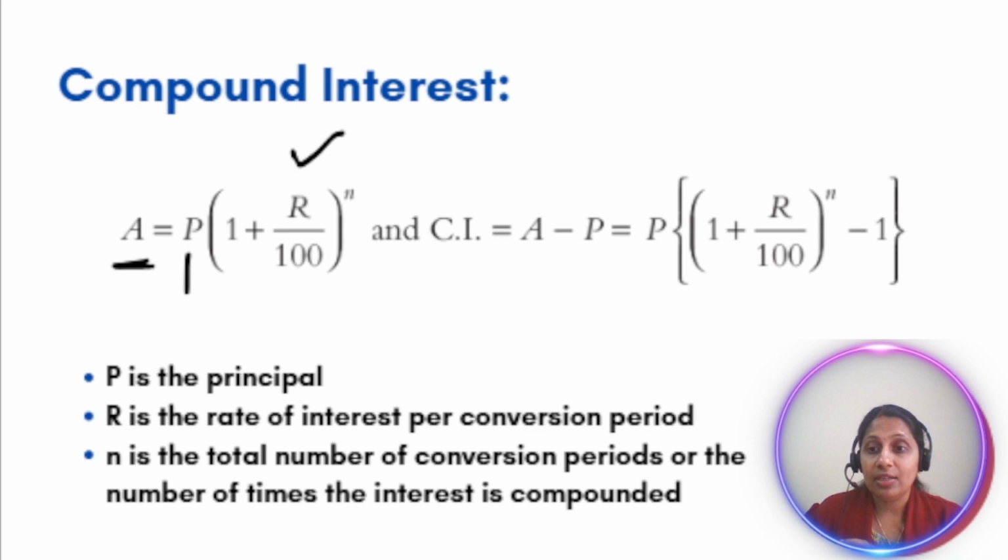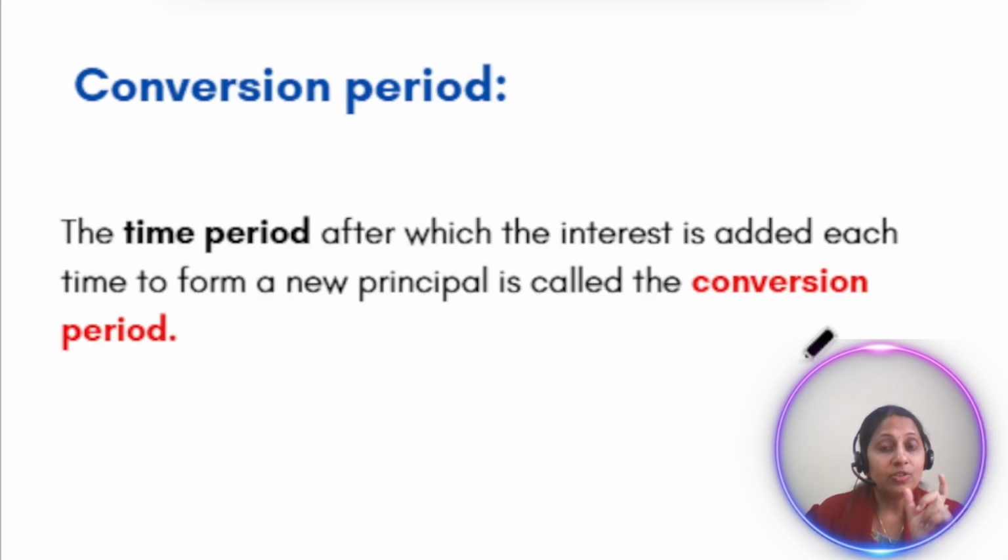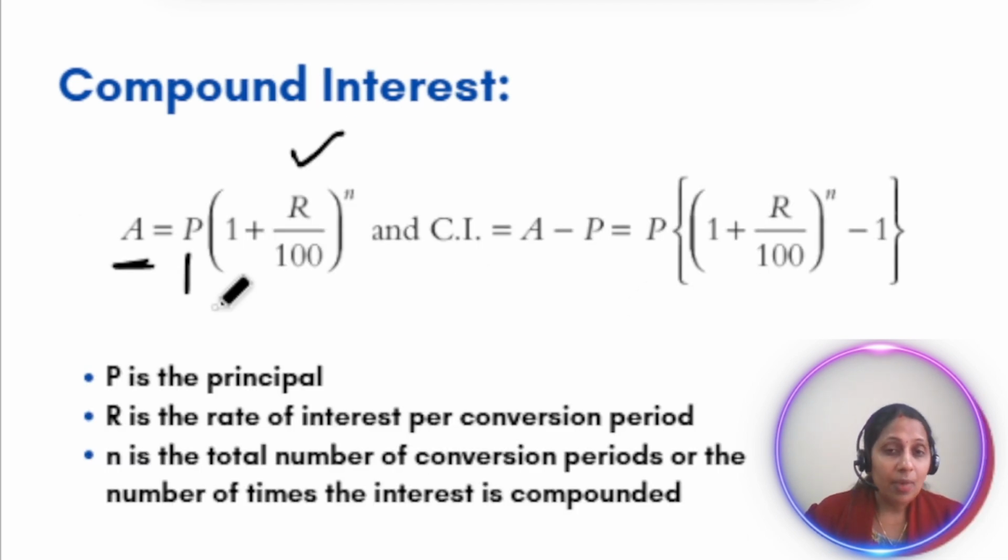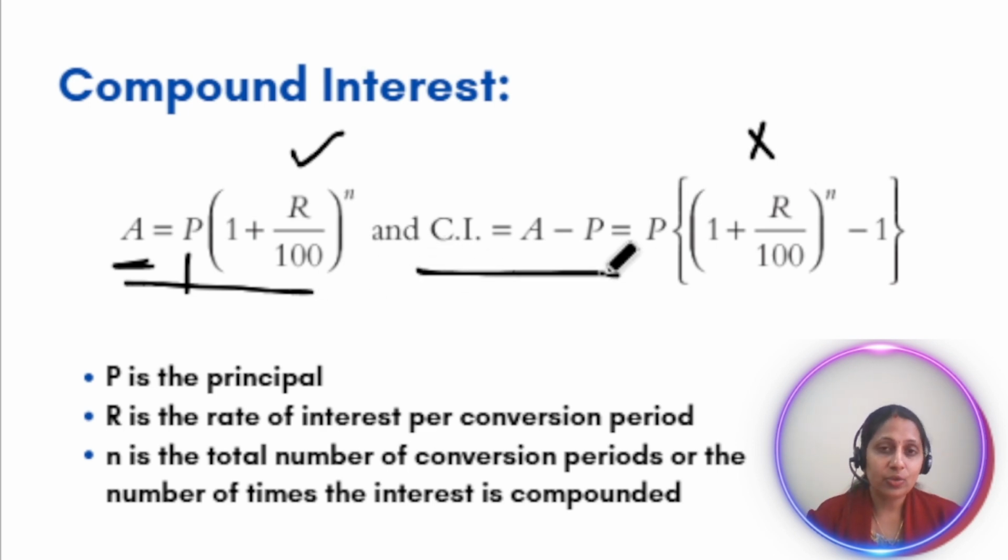So let's understand conversion period first and then come to the formula again. Conversion period is nothing but the time period after which the interest is added each time to get your new principal. So how many times your amount has been compounded is nothing but the conversion period. So coming to the formula again, amount equals principal times 1 plus R by 100 to the power of n. So no need to memorize this formula, because once you know this, get the values and substitute in this. Amount minus principal gives you your compound interest. So you can use this in two different steps rather than going for one single step.